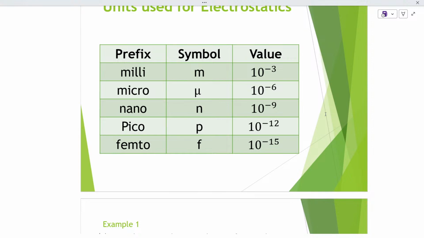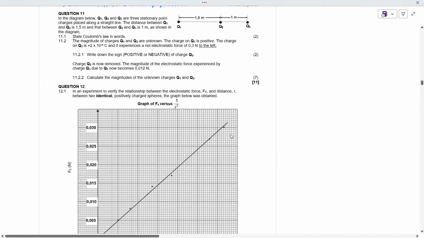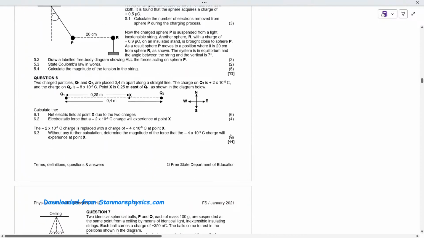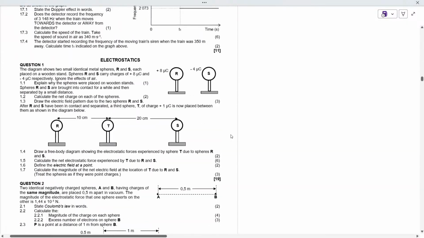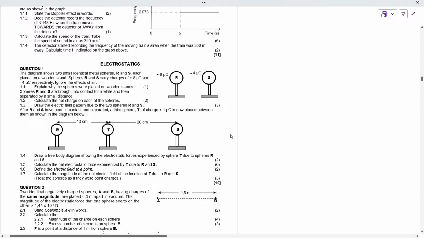Femto. Do we do it? You might do it, but they usually don't bring it. Yeah, -12 and -15 barely count.